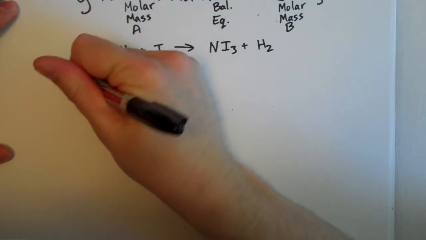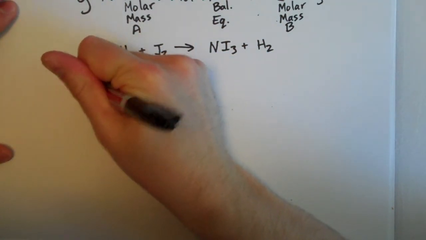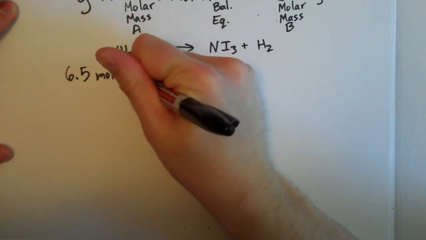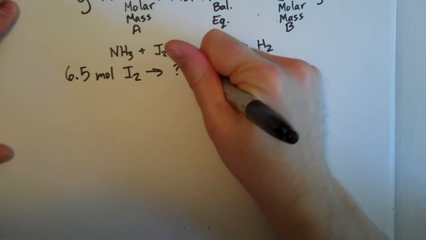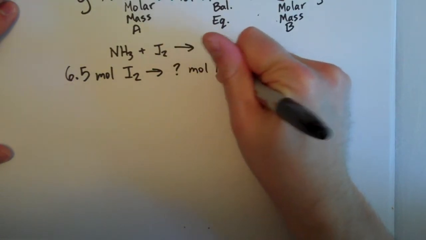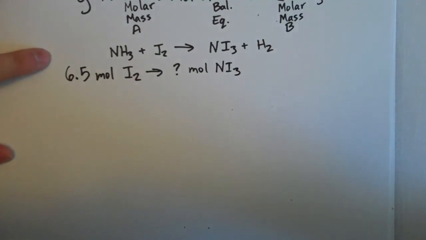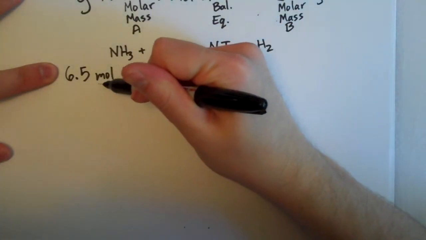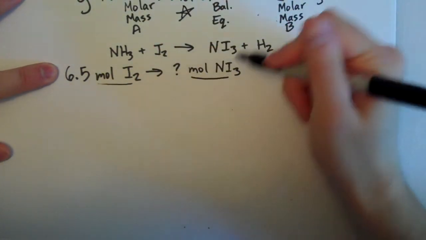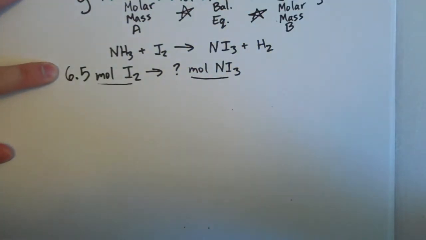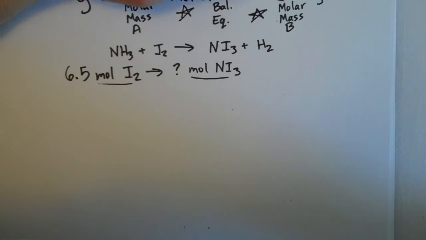Let's say that the problem tells us that you have 6.5 moles of iodine, and I want to know, well, how many moles of nitrogen triiodide can I make with that? Well, looking at this, the first thing I check is, I have moles of one thing, so I'm starting right here at moles, and I'm turning that into moles of something else. So it looks like I'm only going to have one domino, and that domino is going to be my balanced equation domino. So I need to balance this.